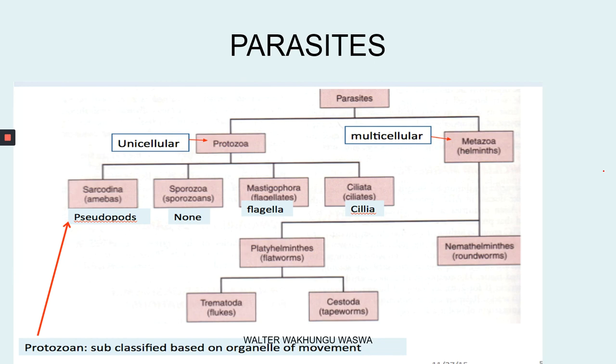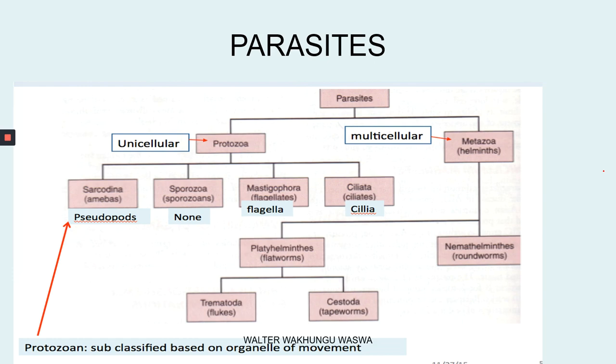So parasites, we have unicellular and multicellular parasites. The unicellular are protozoa, the multicellular are metazoa or the helminths. So let's look at the unicellular, the protozoa. So we have the sarcodina, which is the amoeba, and of course sporozoa, mastigophora, which are the flagellates, and the ciliata, which are the ciliates that have the cilia. The cilia are the many projections on the surface. The flagella is the long extension that you can see towards the appendages of the protozoa. But the sporozoa have none, and the sporozoa includes the plasmodium, such as Plasmodium malariae.